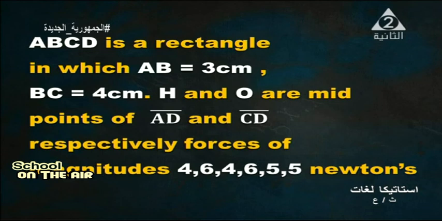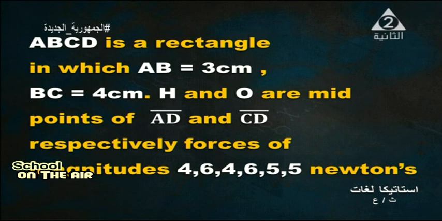ABCD is a rectangle in which AB is 3 cm and BC is 4 cm. H and O are the midpoints of AD and CD, respectively. Forces of magnitudes 4, 6, 4, 6, 5, 5 newtons. Remember, we have 6 forces.